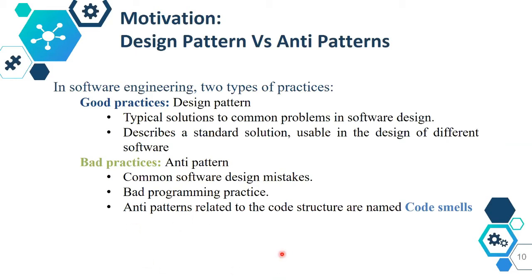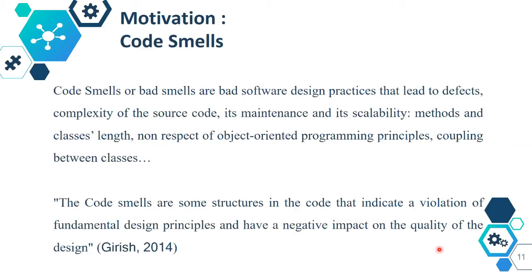Some bad programming practices, generally we name these anti-patterns as code smells. The code smells can be defined as some bad software design practices leading to some defects in our source code, more complexity, more difficulties to maintain, or some issues related to scalability. Some of the code smells are related to method or class length, to the non-respect of some object-oriented programming principles, to the coupling between the classes, the increased level of coupling, and so on.